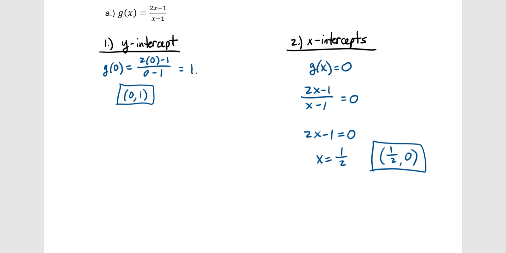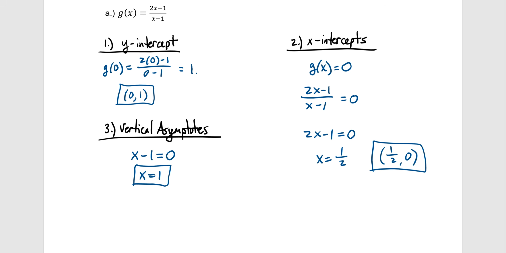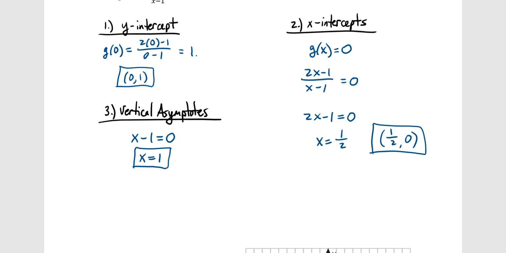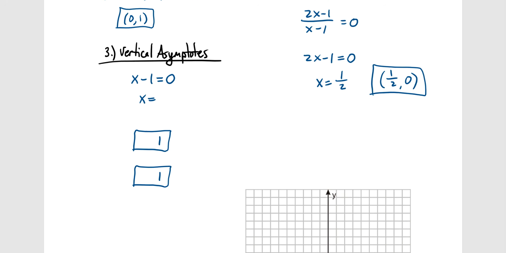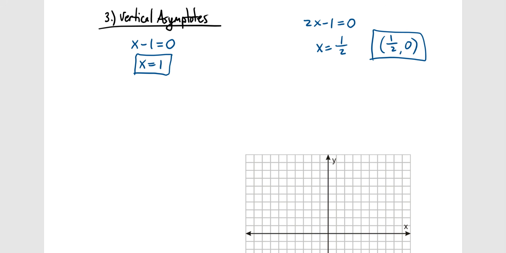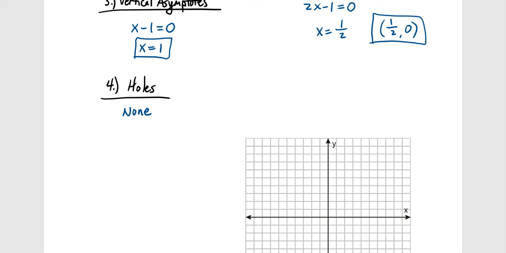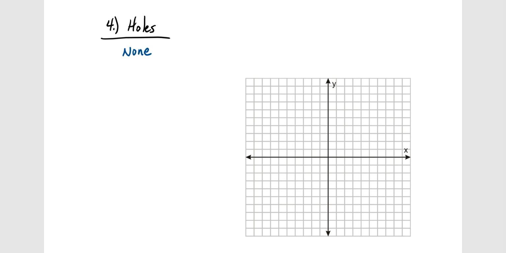And for the next step, we have to find any vertical asymptotes. And we do this by setting the simplified denominator equal to 0. So we just set that denominator equal to 0. We solve for x, and we get x equals 1 as our vertical asymptote. So that's the vertical line at x equals 1. And for the next step, we're going to find any holes. But we know there's no holes because we weren't able to cancel any common factors, so there's no holes. So next step is horizontal asymptotes.